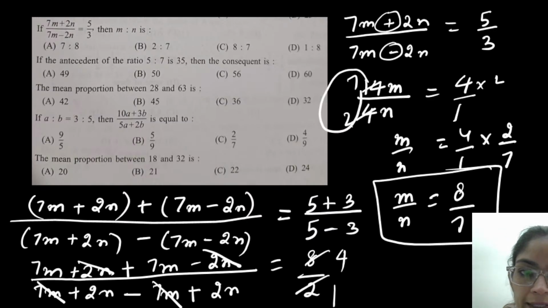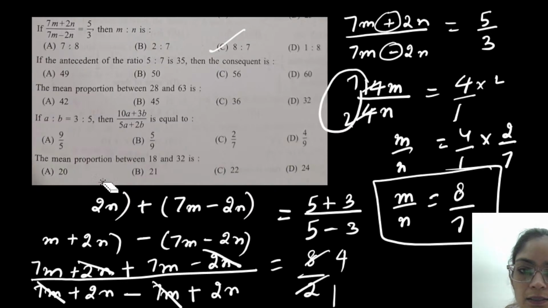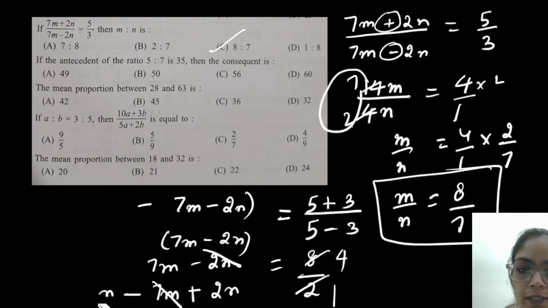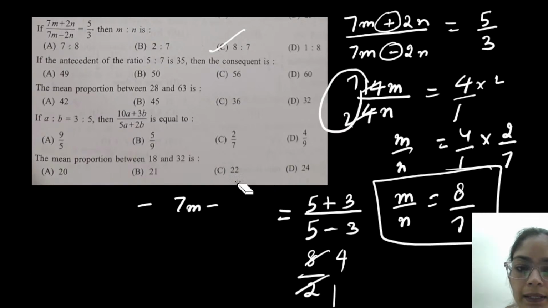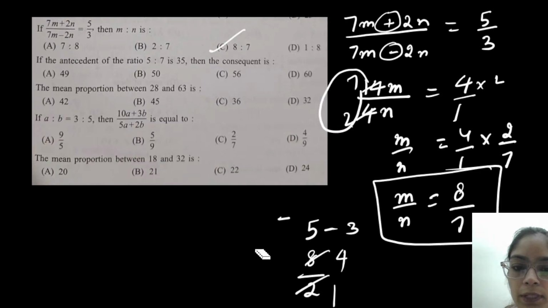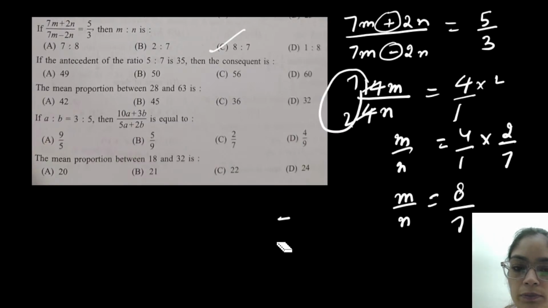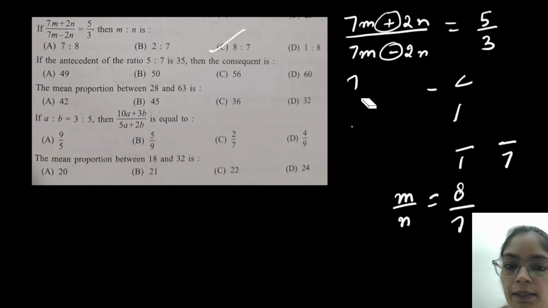Okay, so let's do the next question. 8 is to 7 we can mark. I'll just clear this. This question we did by using the property componendo and dividendo. So componendo and dividendo we can always use when we have the same terms in numerator and denominator but with opposite signs.